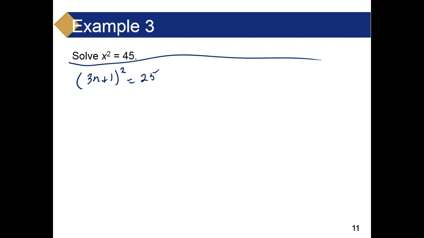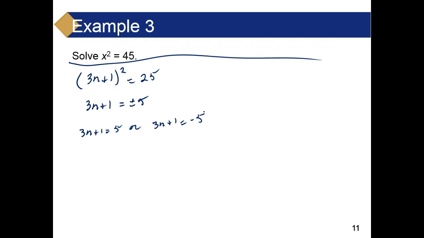This is obviously a perfect square. That's obviously a perfect square. So guess what we could do? Just take the square root of both sides. And what will that give us? 3n plus 1 is equal to plus or minus 5. Very good. Remember, anytime you take the square root of both sides, you've got to do a plus or minus, okay? So we actually have 2 equations, don't we? We have 3n plus 1 is equal to 5, or 3n plus 1 is equal to negative 5.